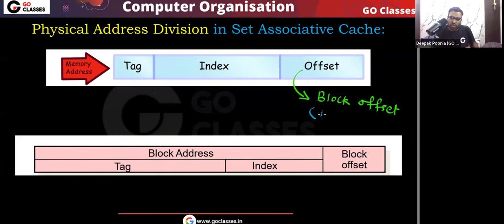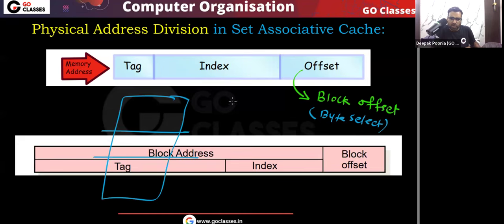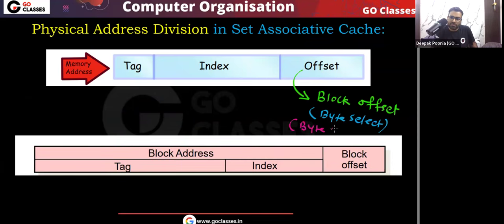This block offset is also called byte select. Why? Because within a block, if I want to address a byte, how many bits we need. Using this block offset, within a block, we can select a byte. So remember, block offset is also called byte select, or byte offset. Very simple. And the number of bits required for block offset we can find from block size.